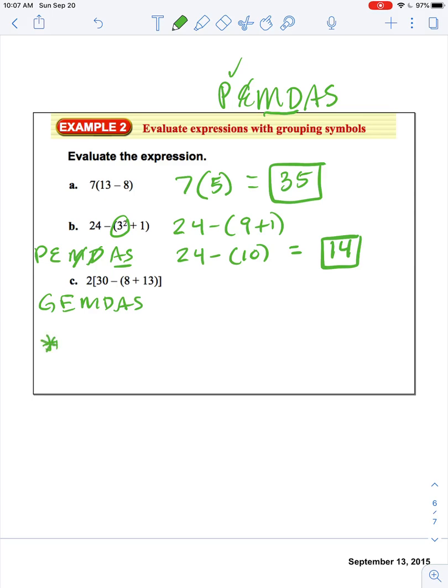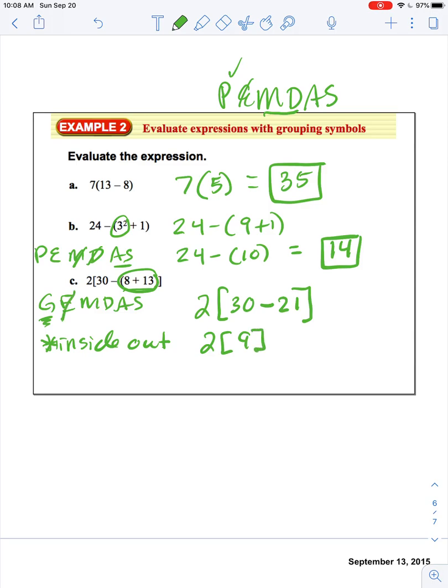Keeping in mind that when you have more than one, you work from the inside out. So in this particular example, this 8 plus 13, that's the part that I do first. So I have my 2, then the bracket, a 30 minus, and then 8 plus 13. If I add those together, that's going to be 21. So that replaces the 8 plus 13. Now I go on to my next grouping symbol because I'm still kind of out here, and I do 30 minus 21, which becomes a 9. I don't have any exponents, but in my multiplying and dividing sweep, I do the 2 times 9 and get 18, and then I don't have adding or subtracting.